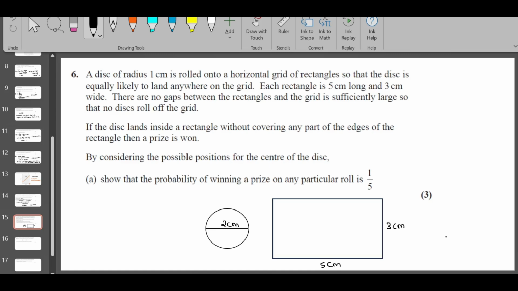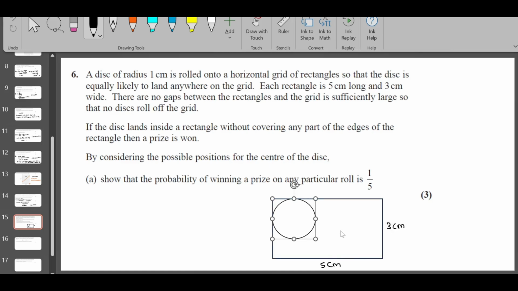The grid is sufficiently large so that no disc rolls off the grid. If the disc lands inside a rectangle without covering any part of the edges, then a prize is won. What do they mean by that? Okay, you're going to throw this disc, and if the disc lands here, anywhere here, you get a prize. But the moment it lands like this, a little like this, you don't get a prize. So it should be completely inside the rectangle, right?